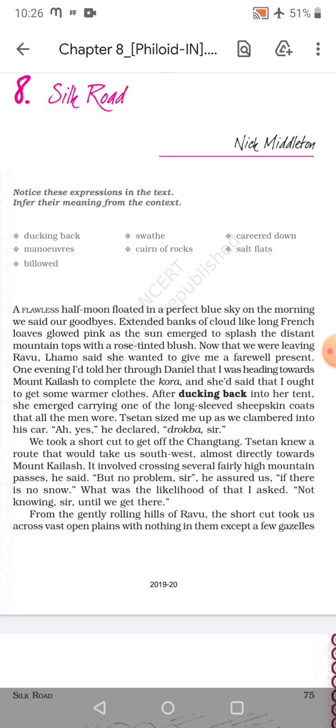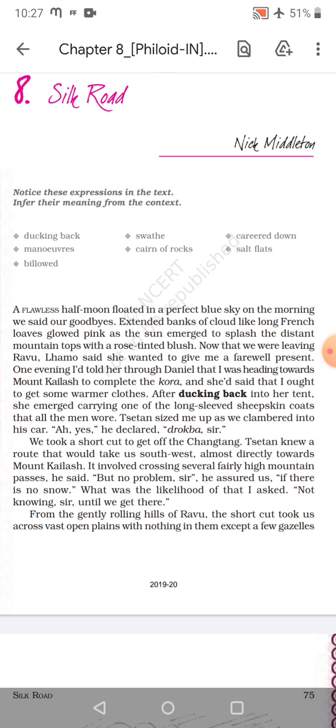Now, what is Kora here? Kora, you can understand it like a pilgrimage. Like we go on Tirth Yatra, we say. When we go to any holy place, we go on pilgrimage. So here Kora is a Tibetan word. In that language, they say it Kora.